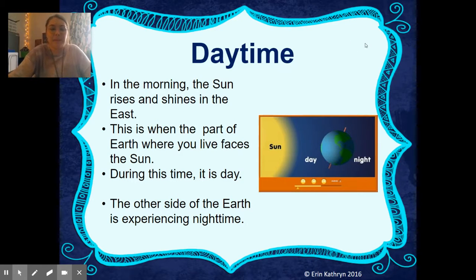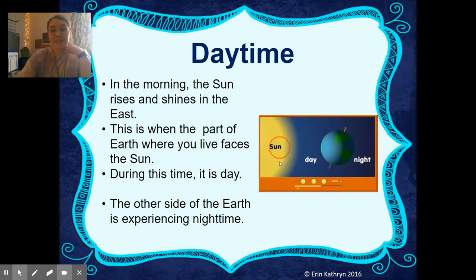So let's talk about daytime. In the morning, the sun rises and it shines in the east. This is when the part of Earth where you live faces the sun. During this time, it is daytime, and the other side of the Earth is experiencing nighttime. So look at this. This is just like the picture I showed you on our anchor chart. So when we are pointed towards the sun, we are experiencing day. When we're facing away from the sun, we experience nighttime.